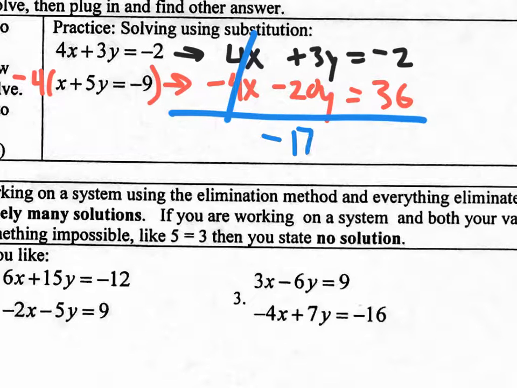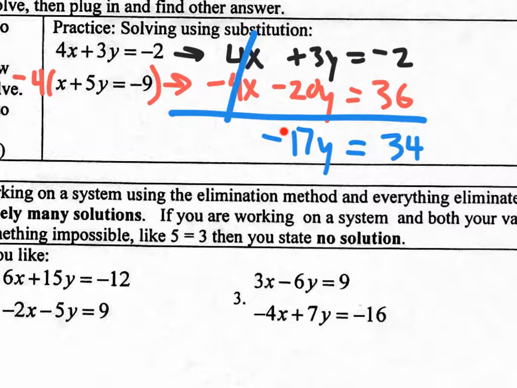Negative 17y. And how about the negative 2 and the positive 36? That's 34. And what about that equal sign? You just bring it down. So ladies and gentlemen, we call this the elimination method because we eliminate a variable by modifying one equation or both equations. Now we have a simple equation that we could solve.